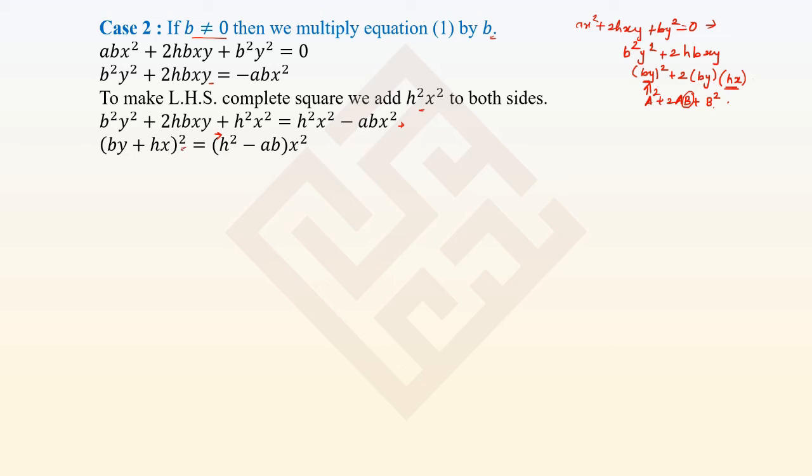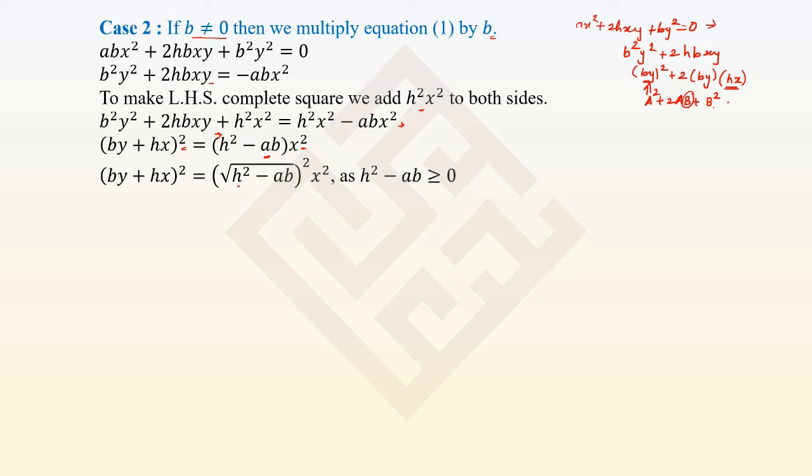अब ये साइड में स्क्वायर है, यहाँ पे भी x का स्क्वायर है, सिर्फ ये ब्रैकेट का स्क्वायर नहीं है तो इसको भी हम स्क्वायर के फॉर्म में लिख लेते हैं. तो ये हो जाता है (by plus hx) whole square is equal to (root of h square minus ab) whole square into x square.